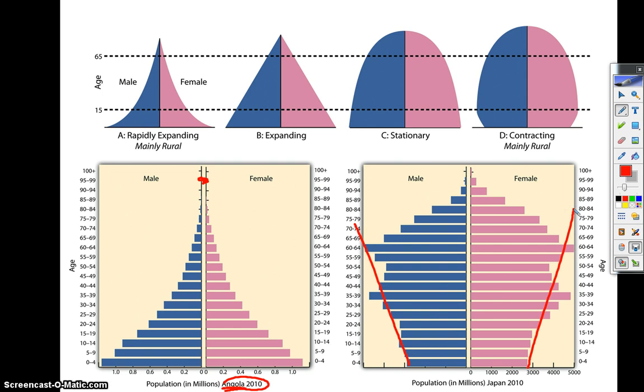So if we look at the diagrams on the top, again, we've got the females in purple on the right, the males in blue on the left, and here's a rapidly expanding population, that classic pyramid shape. Here is an expanding one, probably not quite as fast. We've got stationary, so it's a stable population, and contracting, where we can see that the juvenile group down here gives it that inverted shape.